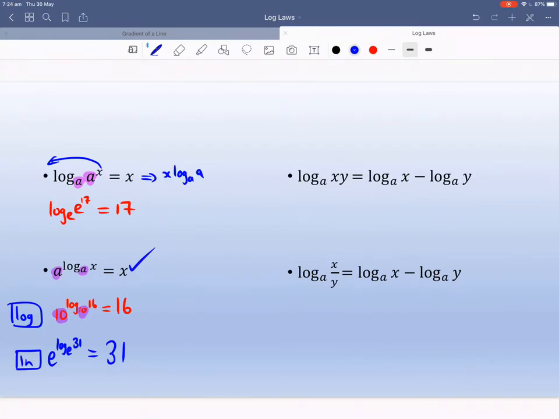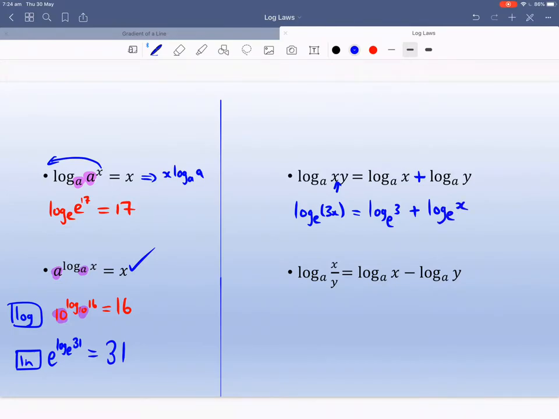Okay. Now, this is where it starts looking like index laws. If you've got something times something else, remember that what's in between the x and the y is the times, you can split it up into two different logs, and I've actually done this incorrectly. That should be plus there. So when we multiply, we can split it up into two different logs that we add. So, for example, if I go log to the base e of, in brackets, 3x, I can split that up to log to the base e of 3 plus log to the base e of x. Okay, so I can easily do that.